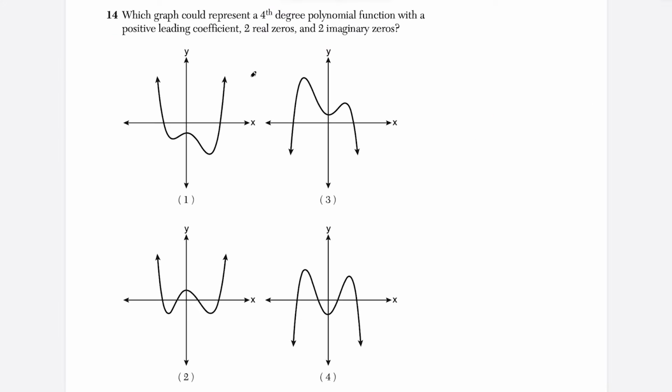Question 14, which graph could represent a 4th degree polynomial function with a positive leading coefficient, 2 real zeros, and 2 imaginary zeros? For this question, we could focus on this part and think about what it means in terms of a graph. If we have 2 real zeros and 2 imaginary zeros, this means that we have exactly 2 x-intercepts, because the real zeros, the 2 of them, are the locations where the graph crosses the x-axis.